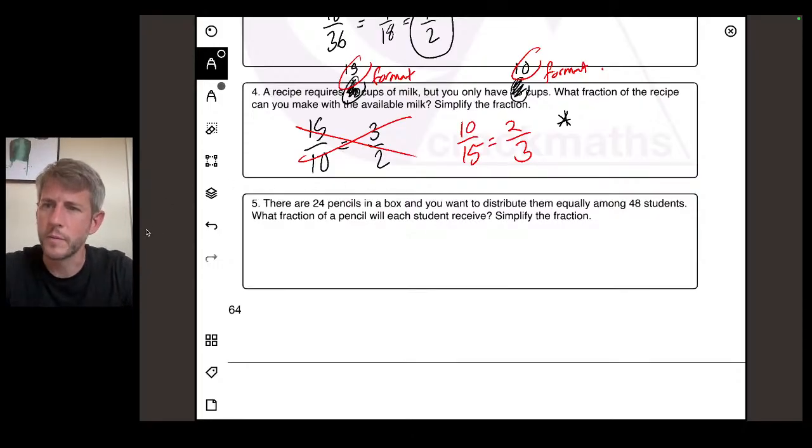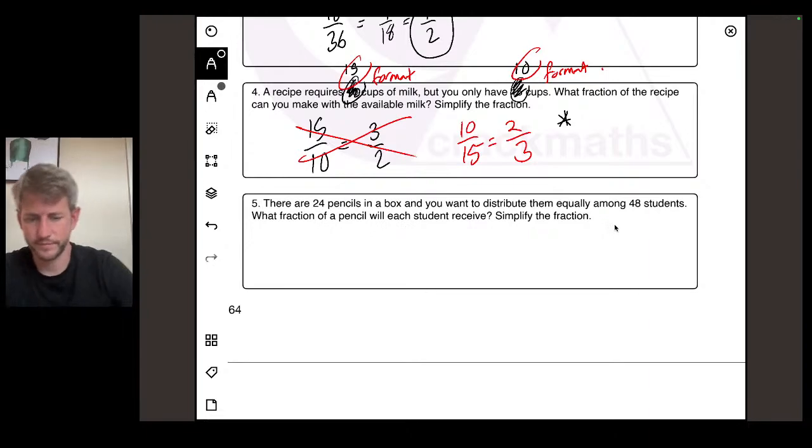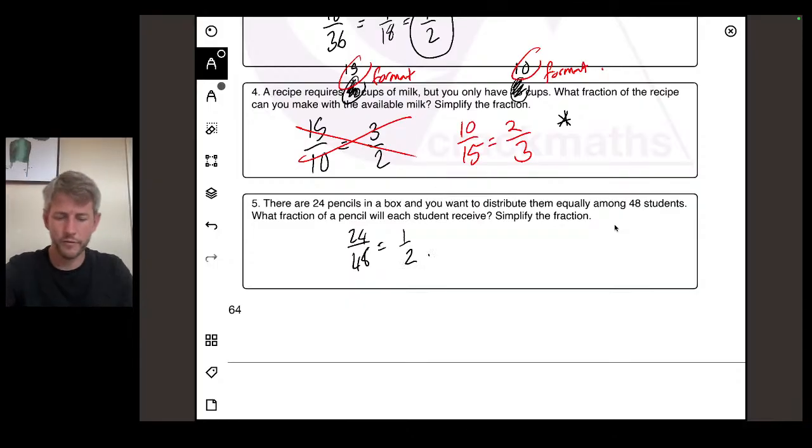Okay, right. So, there are 24 pencils in a box, and you want to distribute them equally among 48 students. What fraction of a pencil will each student receive? Simplify the fraction. So we've got 24 pencils, and we want to share them between 48 people. I can see that 24 is half of 48, so that is a half.